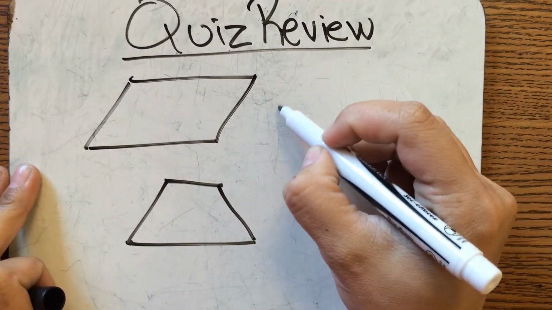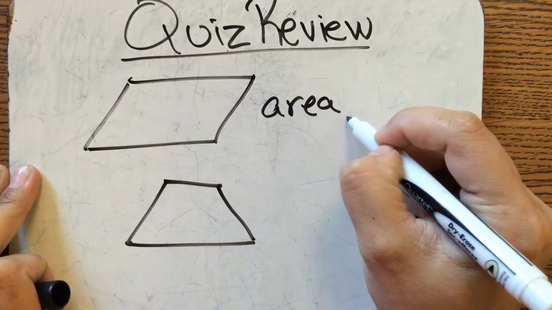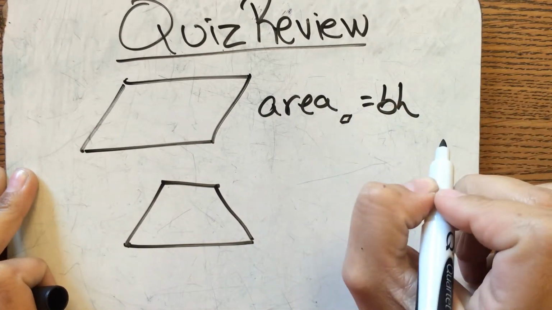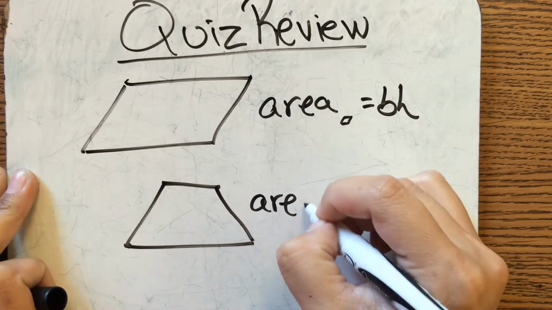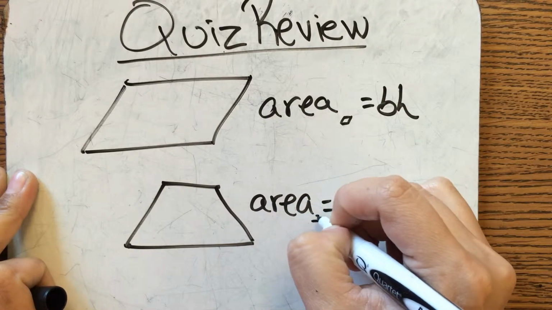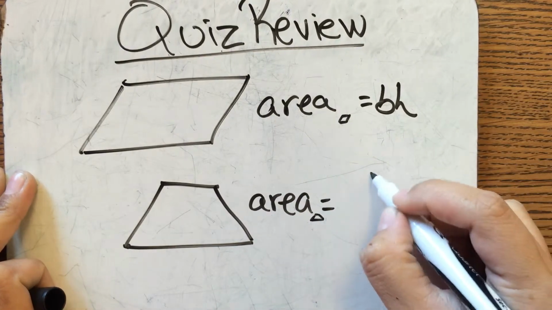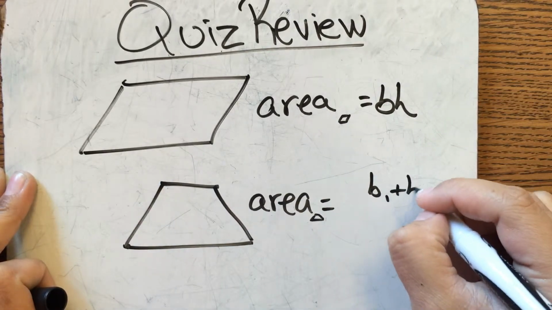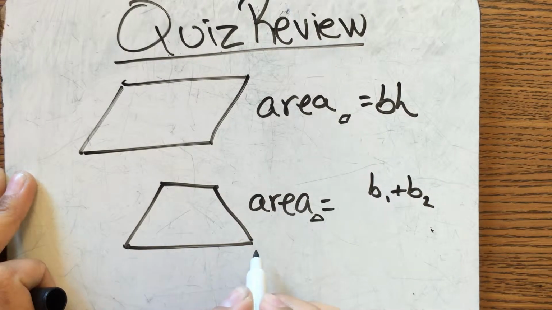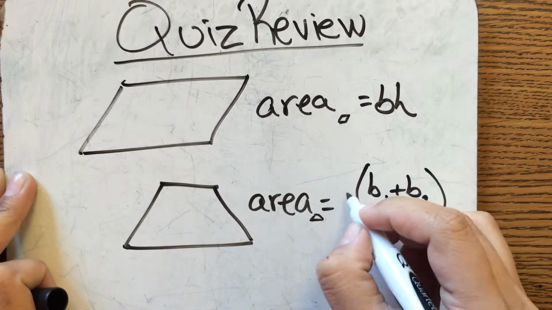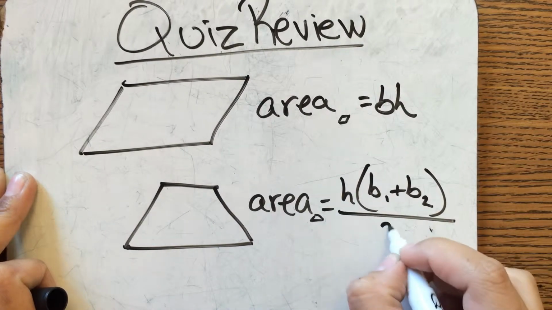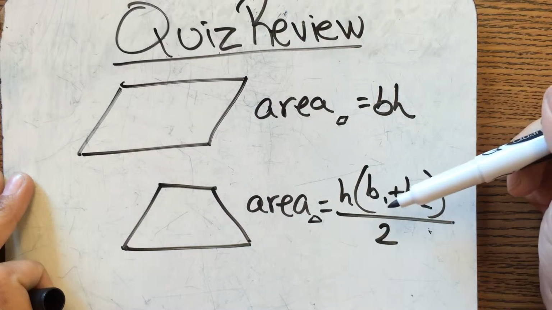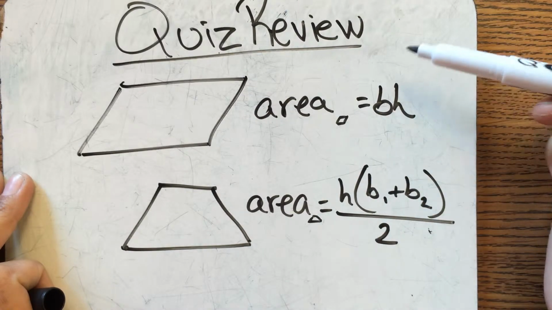The formula for the area of a parallelogram is base times height. The area of a trapezoid is base 1, that's this, one of the bases, plus base 2, that's another base, times the height, divided by 2. A lot of you use this formula for this and this formula for this.